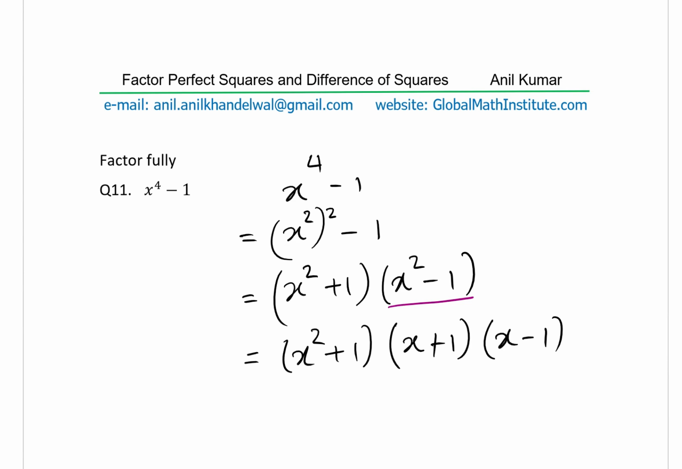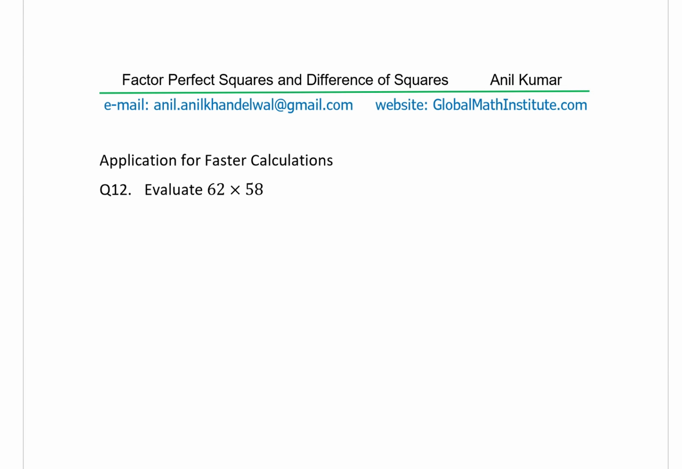Now next one here is question number 12, which says application for faster calculations. We need to evaluate 62 times 58. Now, how can we do fast calculations? Well, let's think about it. We have to do 62 times 58. 62 can be written as 60 plus 2 and 58 can be written as 60 minus 2.